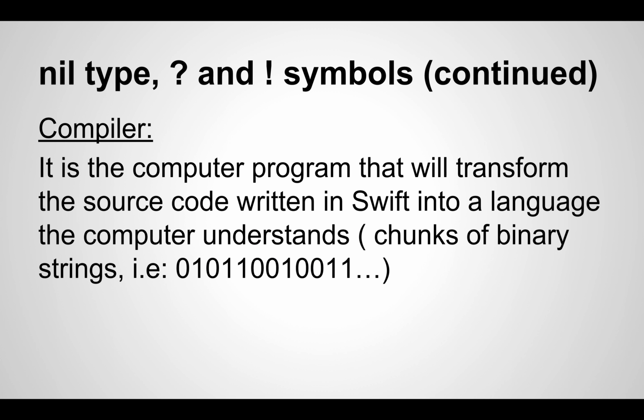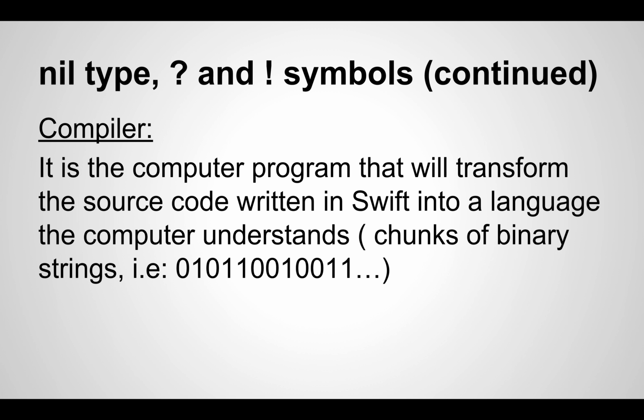Let's now say what the compiler is, because the compiler is the one that says that if it hasn't been set, then it's nil. The compiler is the computer program that transforms the source code we write in the Swift language in Xcode into a language the computer can understand. That language is binary, or chunks of binary strings. For example, 010110000 is a chunk of binary string.